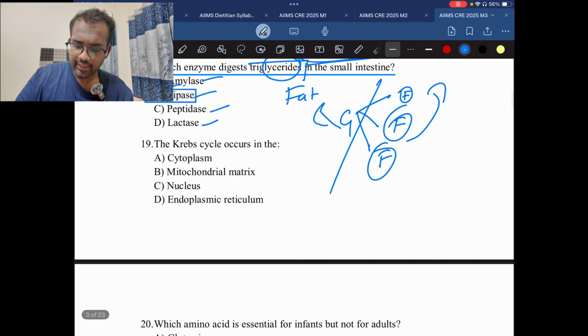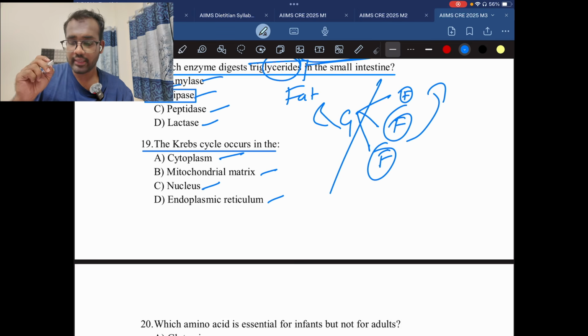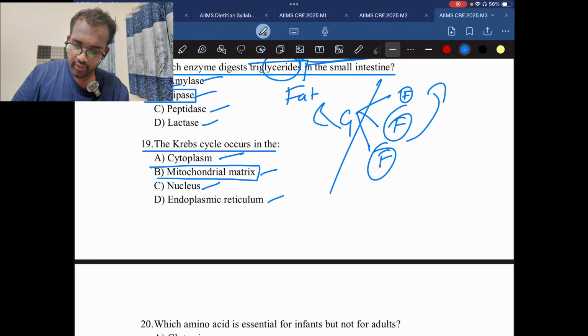Question number 19. The Krebs cycle occurs in: cytoplasm, mitochondrial matrix, nucleus, or endoplasmic reticulum? Always remember, the Krebs cycle always occurs in the mitochondrial matrix. Very, very important. And glycolysis occurs in the cytoplasm.